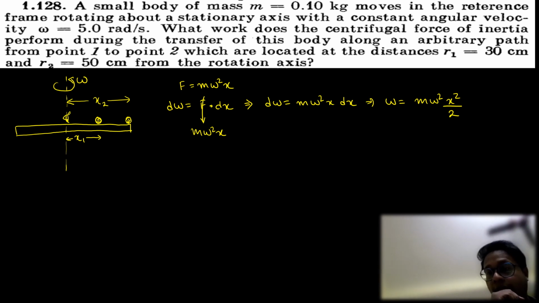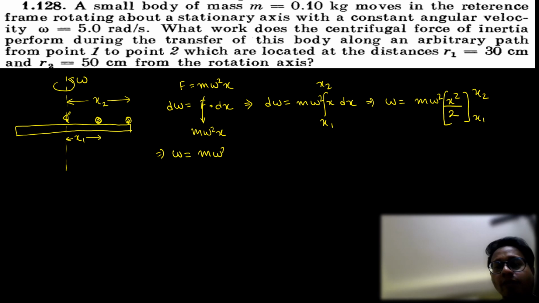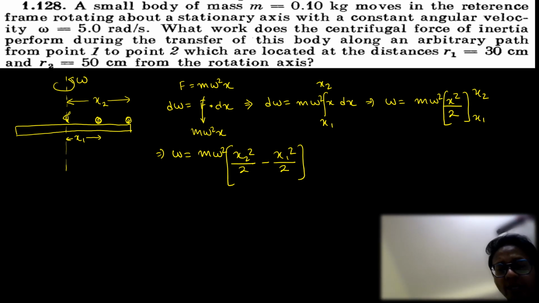From where to where is the integration? You can either use direct integral or indirect integral. Both will have the same effect. So in order to save some time, I'm using direct integral, from x equal to x1 to x2. So the work done is equal to m omega square times x2 square by 2 minus x1 square by 2. This is the total work done by centrifugal force. Out here, instead of using r1 and r2, I have used x1 and x2. You all understood this thing, so just read the question, figure it out.